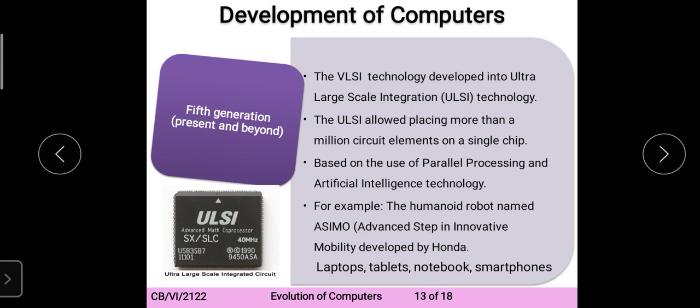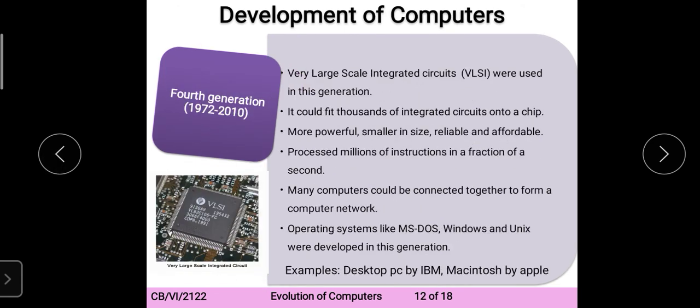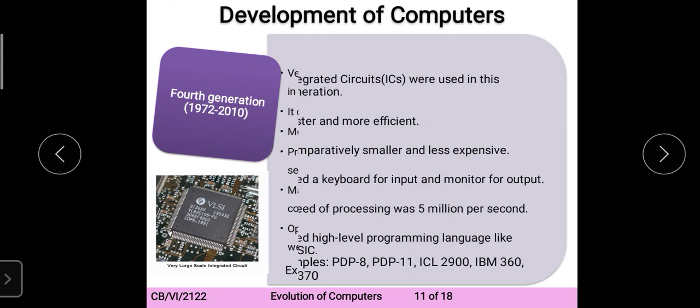Remember all the generation years, development years, which technology is used, which one is the main component of the generation, which are the examples of it, and how many instructions are processed in a second. Okay, now we are learning about the five generations of computer.